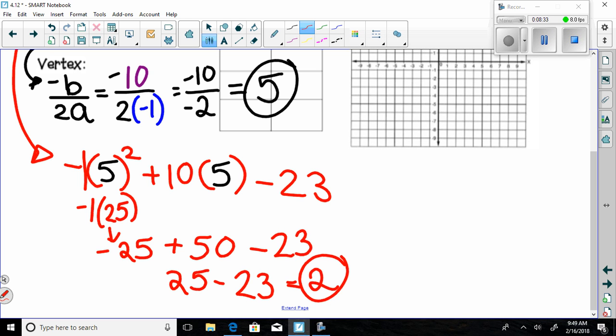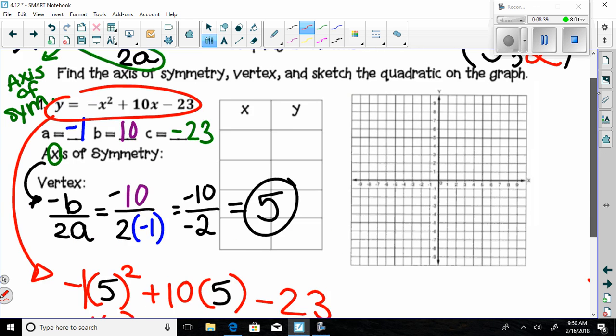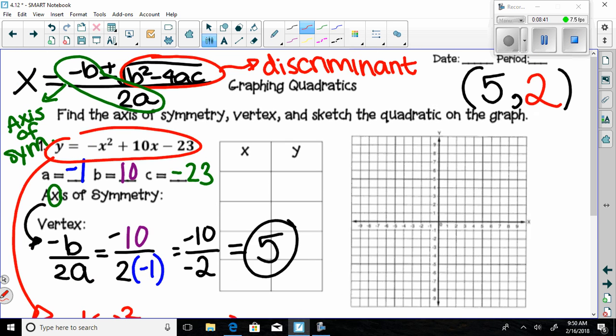And so the last part of the lesson that I want to go over, everyone has this down. I'm going to go back up. So when I'm plotting it, I'm just going to sketch the graph. It's not going to be that accurate. So I have (5, 2), and that's my vertex right there. I'm looking at my A, like we did on the bell ringer.